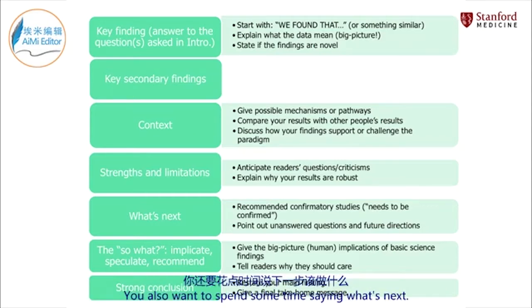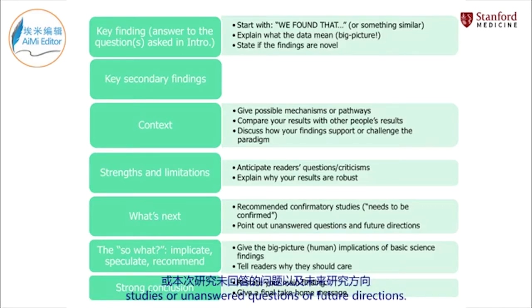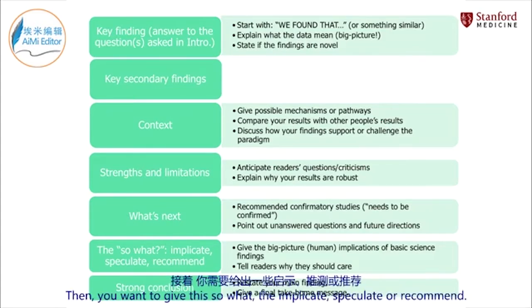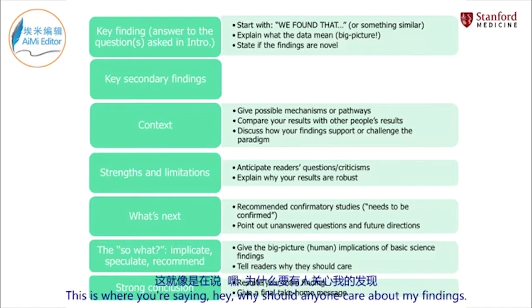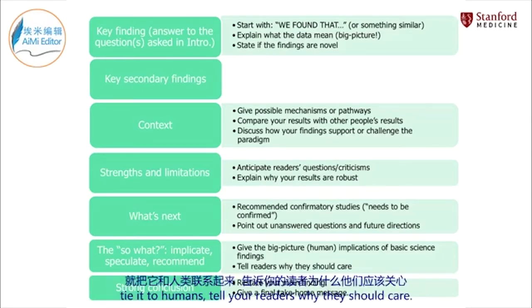You also want to spend some time saying what's next. Here's where you can talk about results that need to be confirmed in future studies, or unanswered questions, or future directions. Then you want to give the so what, the implicate, speculate, or recommend. This is where you're saying, hey, why should anybody care about my findings? If you're doing something in the basic sciences, tie it to humans. Tell your readers why they should care.